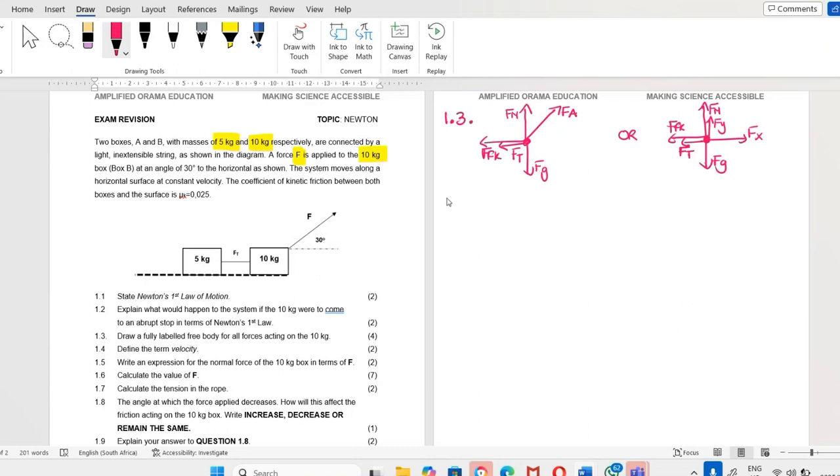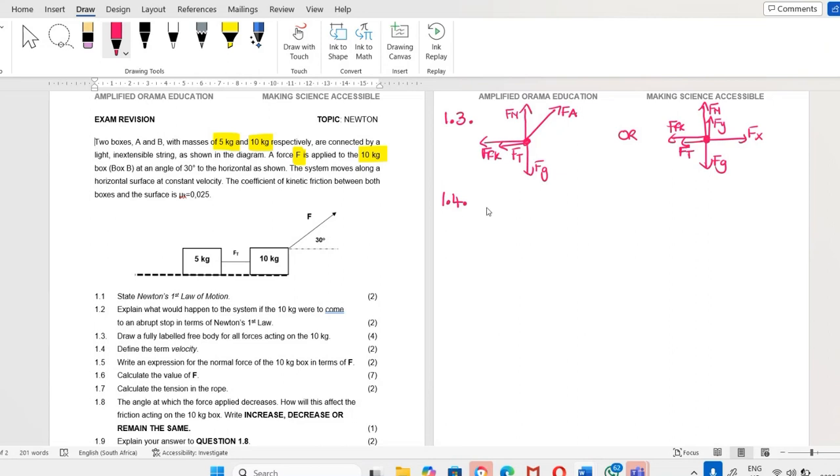And remember, you must always write a key for the forces that are represented in the free body diagram, clearly explaining what those symbols represent. So Fa represents the applied force, Fn the normal force, Ft tension, Ffk kinetic friction.